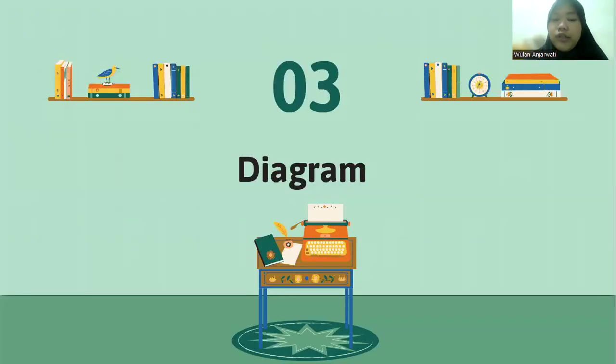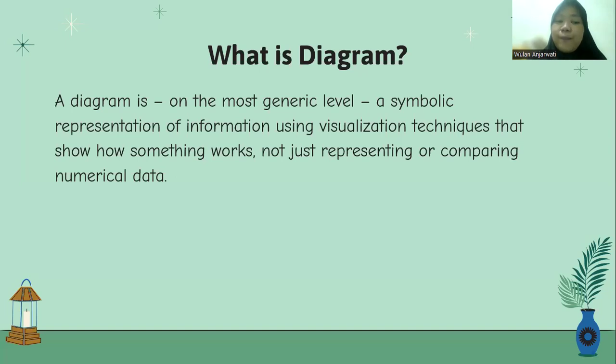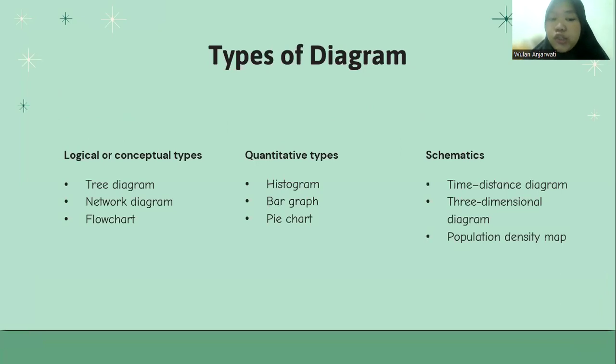Okay, so now we are going to speak about diagrams. Okay, what is a diagram? A diagram is, on the most generic level, a symbolic representation of information using visualization techniques that show how something works, not just representing or comparing numerical data. And next, types of diagram. So there are three types of diagram: logical or conceptual types, quantitative types, and semantic types.